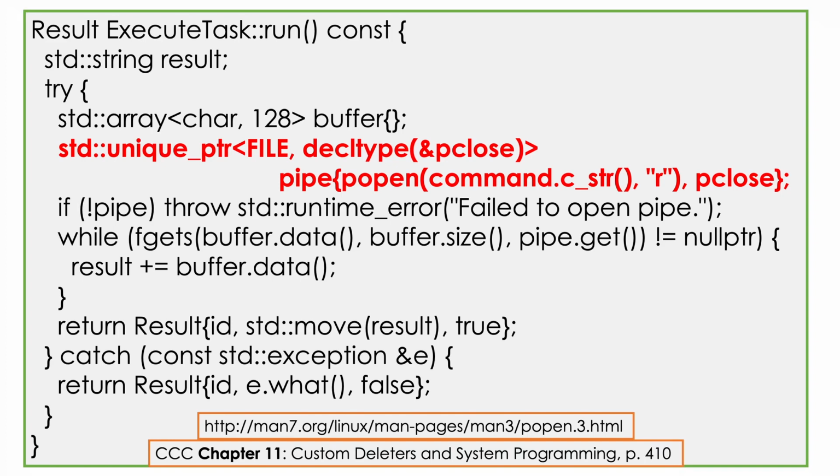If for whatever reason we weren't able to invoke the command, so popen returns a null, this check if not pipe will return true, and we'll throw a runtime error and say basically failed to open pipe, and the tasking framework, as you'll see, will catch it later on here, and then we'll return a result that says what the exception is, in this case that it failed to open the pipe, and that the task was unsuccessful.